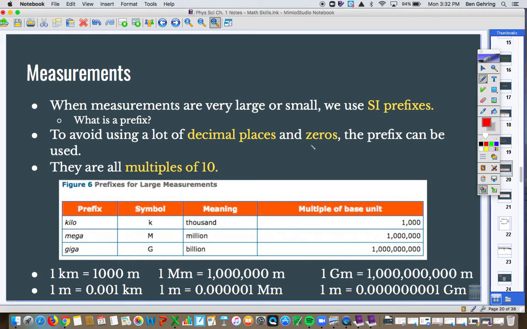For kilo, down at the bottom, you see kilo is the same as 1,000 meters. So 1 kilometer is the same as 1,000 meters. A megameter is a million meters, and a gigameter is a billion meters. On the flip side, if you reverse that, 1 meter is the same as 1/1000th of a kilometer. It's the same as 1/1,000,000th of a megameter, and 1 meter is the same as 1/1,000,000,000th of a gigameter. But that is your simple conversions there.